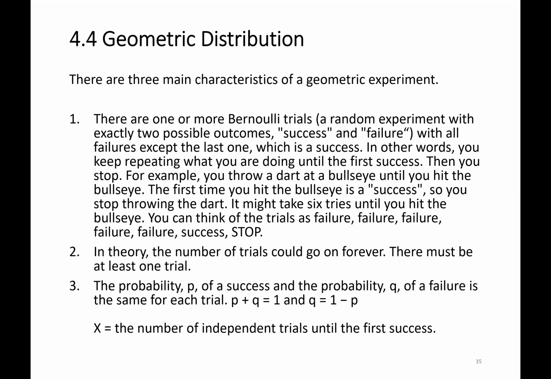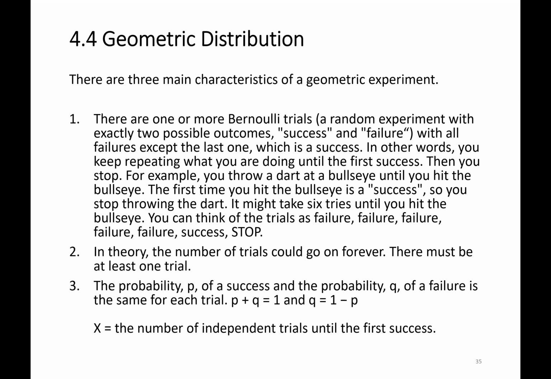In other words, you keep repeating what you're doing until your first success. Then you stop. For example, you throw a dart at a bullseye until you hit the bullseye. The first time you hit the bullseye is a success, so you stop throwing the dart. It might take 6 tries until you hit the bullseye, or it could take more or less. You think of the trials as failure, failure, failure, failure, failure, success. You hit the bullseye, then you stop. In theory, the number of trials could go on forever, but there must be at least one trial.